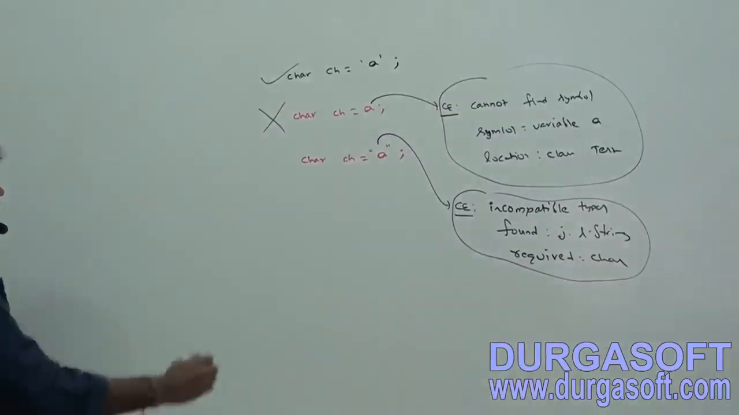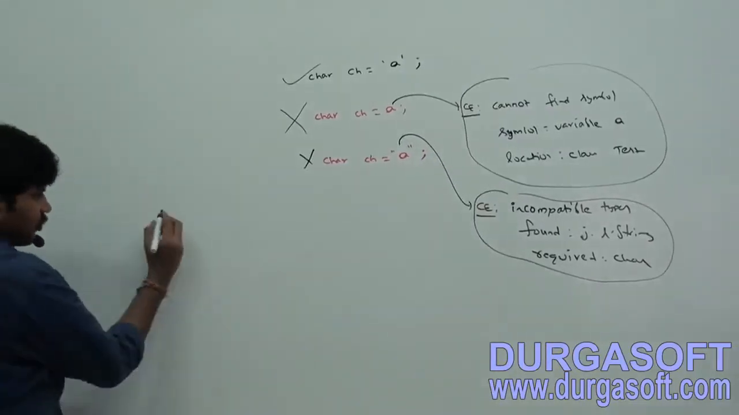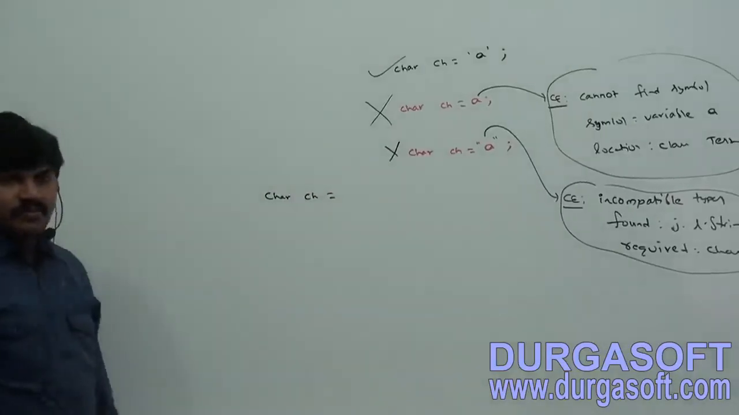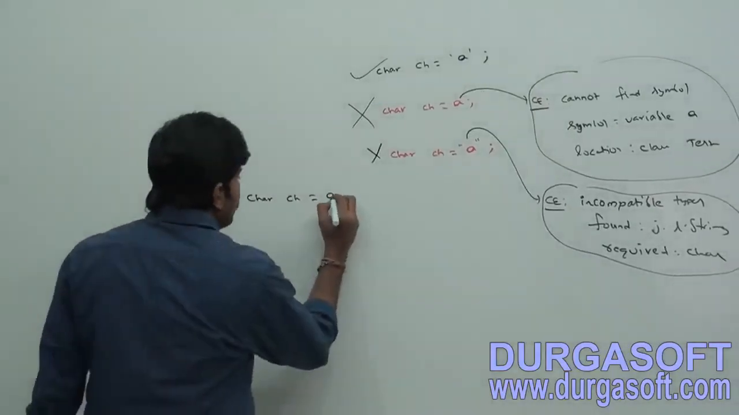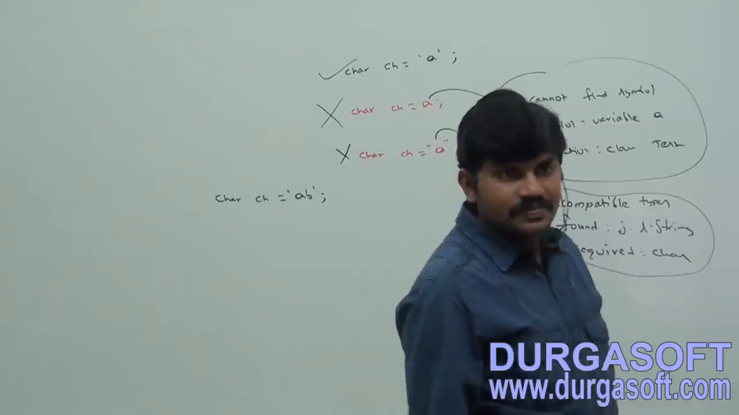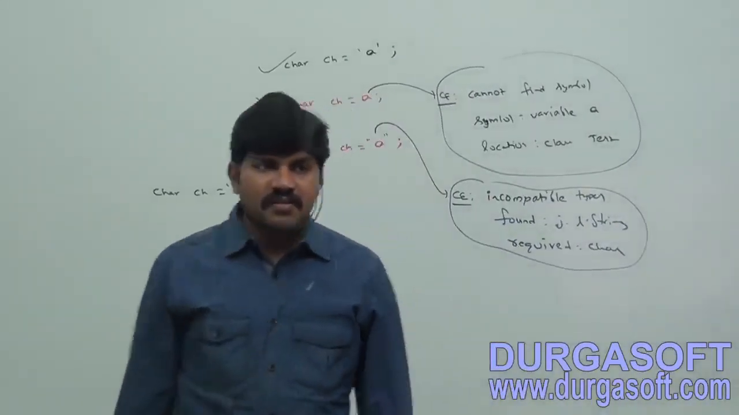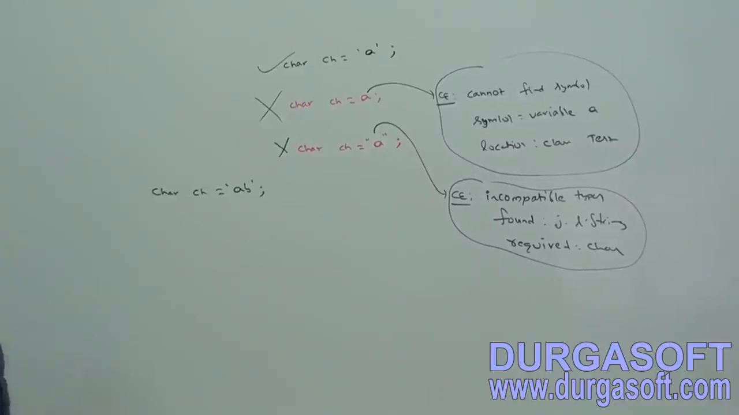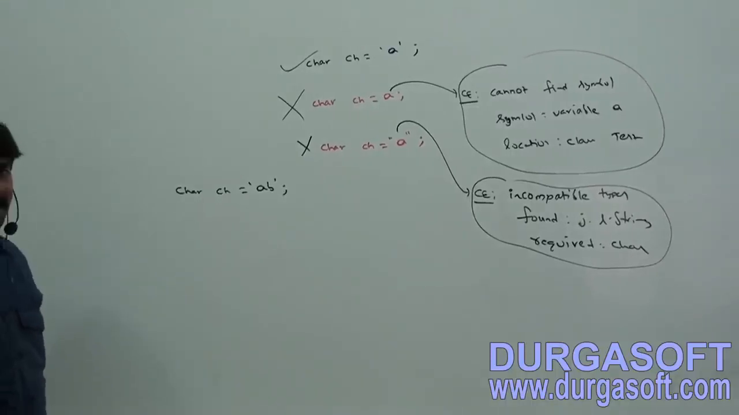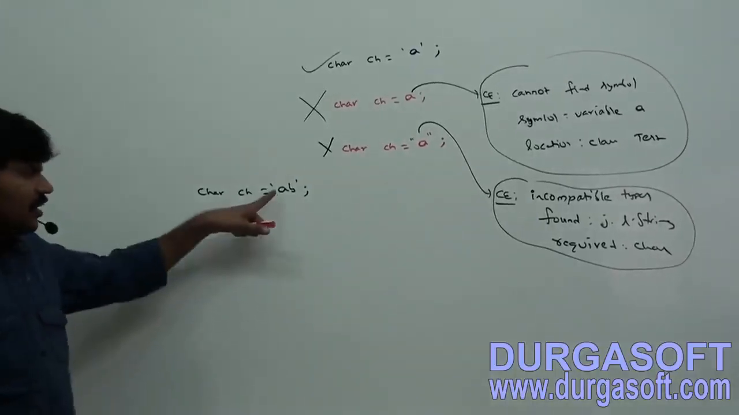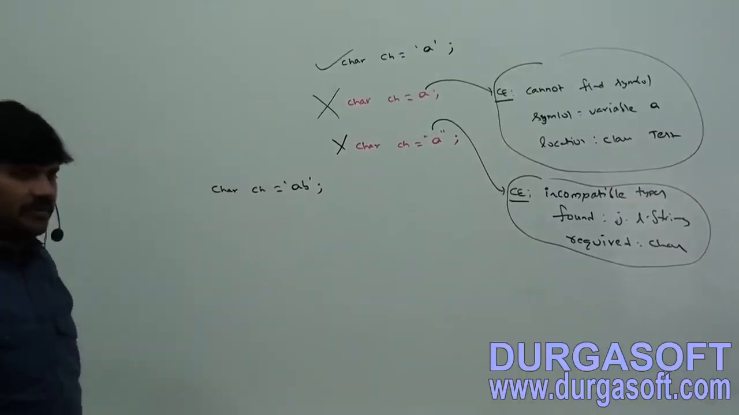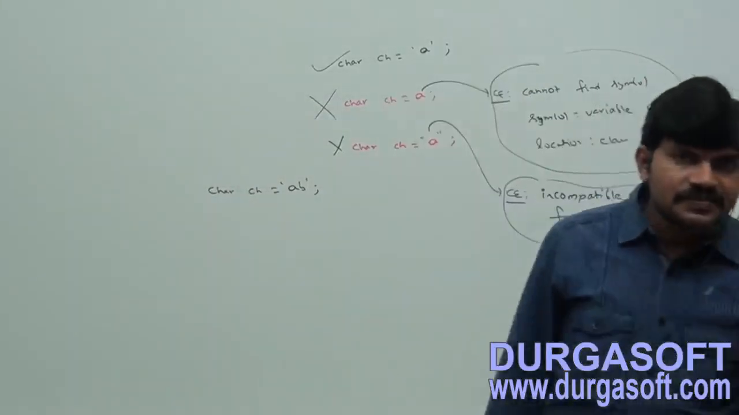Now the fourth one, listen. Char ch is equal to ab, taken within single quotes. Can you tell if it is valid or invalid? Invalid. We are going to get a compile time error. What compile time error? Is it a string? No. A string needs double quotes, but I am not taking double quotes. How can it be a string?